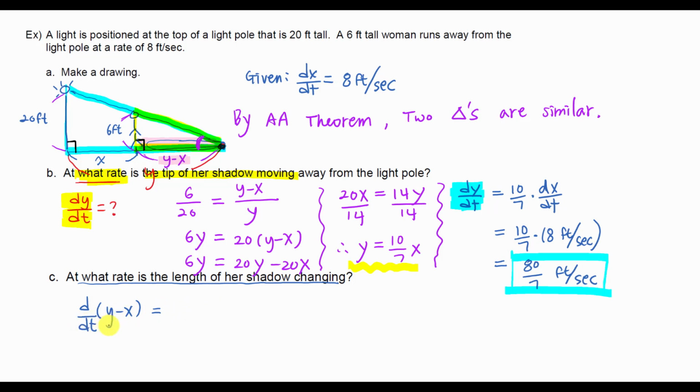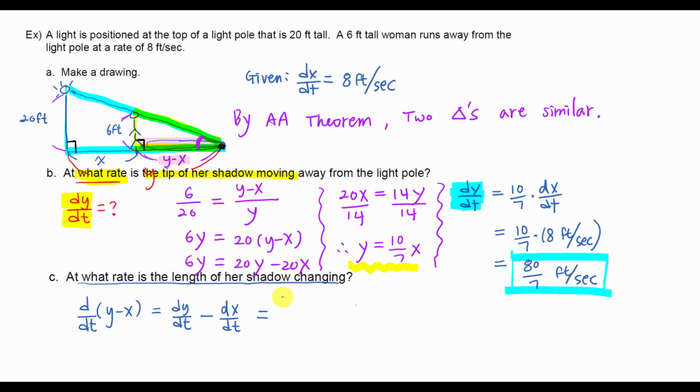What's the derivative of y with respect to t? That will be 1 times dy/dt, minus, what's the derivative of x with respect to t? That will be 1 times dx/dt. And we just found dy/dt right here, and dx/dt was given. So you can use that information to find the rate at which the length of her shadow is changing.